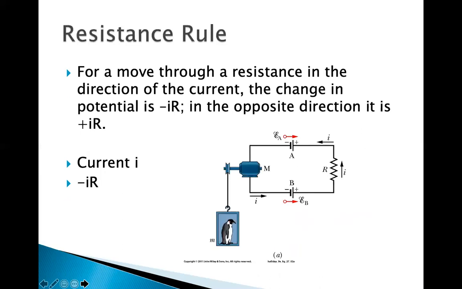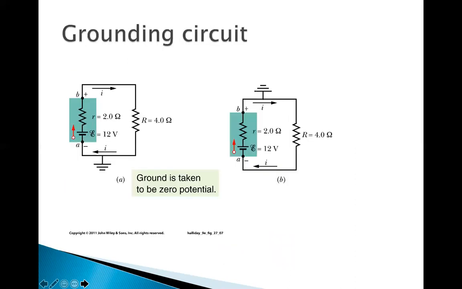Resistance rule. Just like water always flows from a higher place to a lower place, electric current always flows from a higher electric potential to a lower electric potential. So along the direction of the current, the electric potential always drops. So this is what we call the resistance rule that helps us understand how the electric potential changes through a resistor.